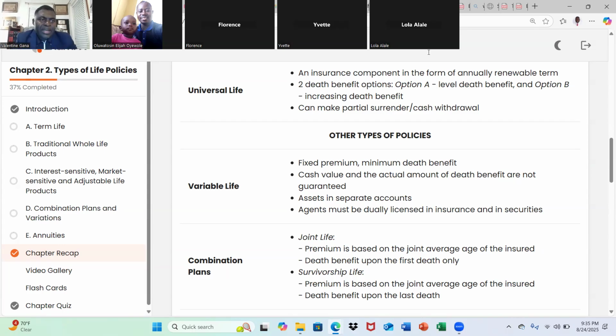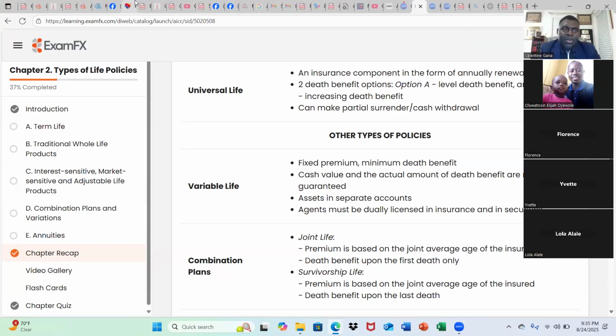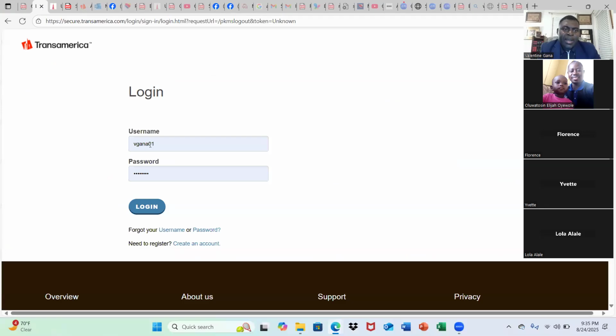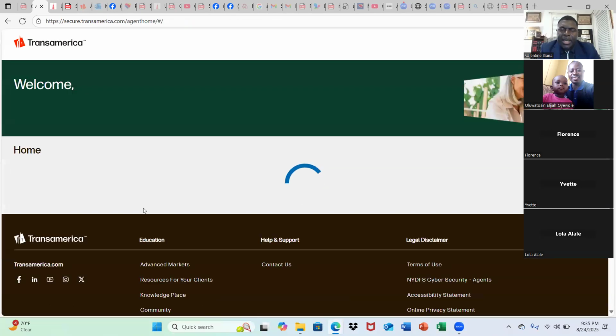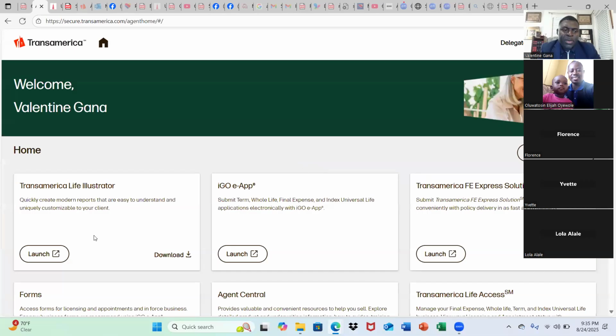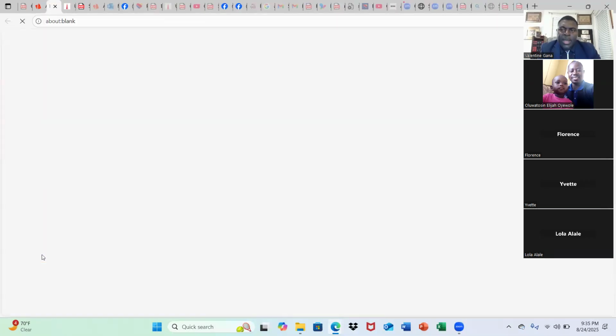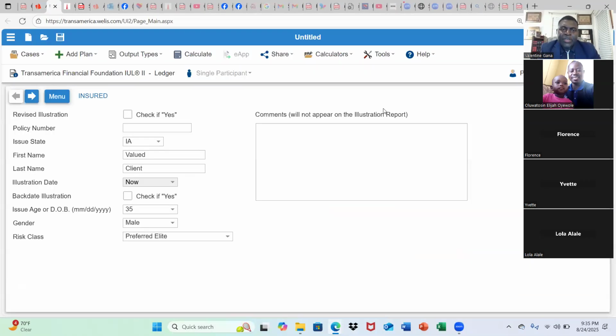I was hoping that I didn't have to run an illustration, but when I get to this point, I like to run an illustration so that you understand what they are talking about, the difference between level and graded, between option A and option B. So I'm going to run a quick illustration here, just so that you can relate to what we're talking about.